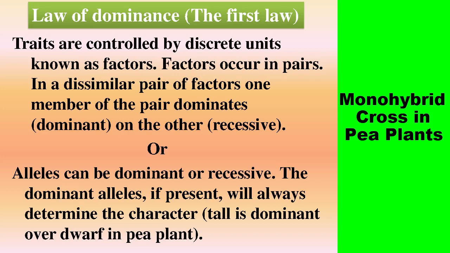Now, these factors we know these days as a gene. So, the gene was introduced or explained by Mendel in the form of characters, in the form of factors. These factors were responsible to determine the characters which were expressed in the first filial generation as well as in the second filial generation. So this law of dominance also states that alleles can be dominant or recessive. The dominant alleles, if present, will always determine the characters. Tall is dominant over dwarf in pea plants.